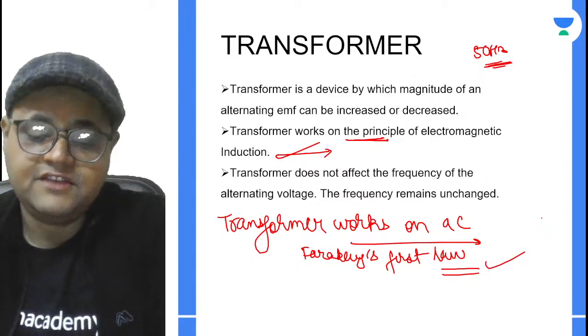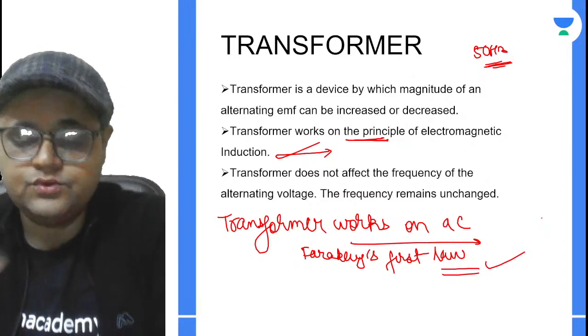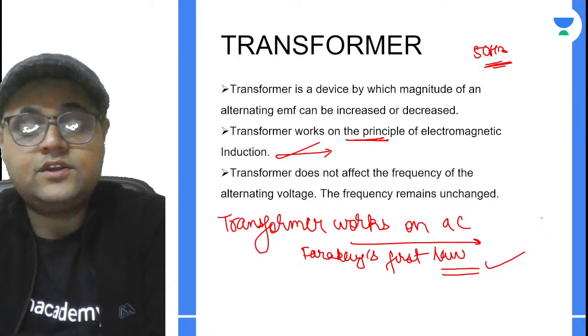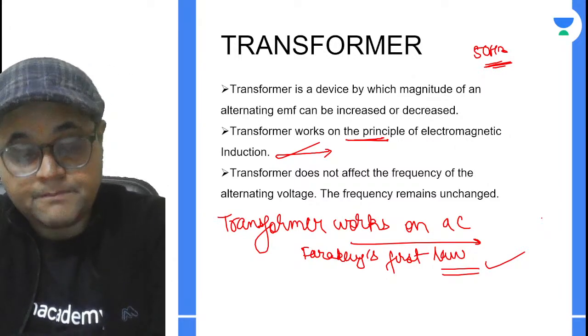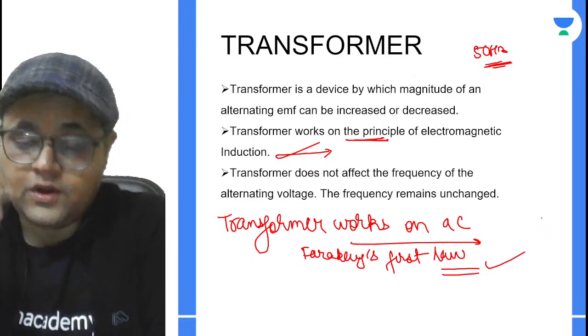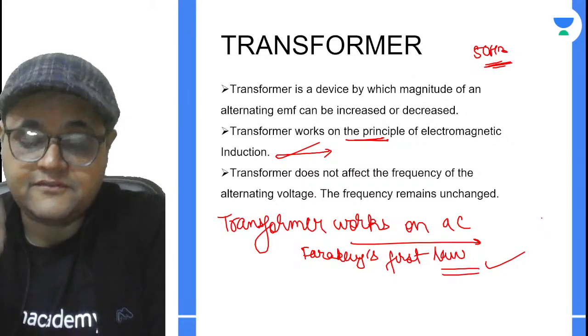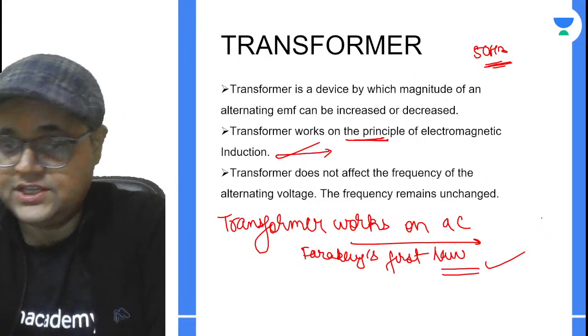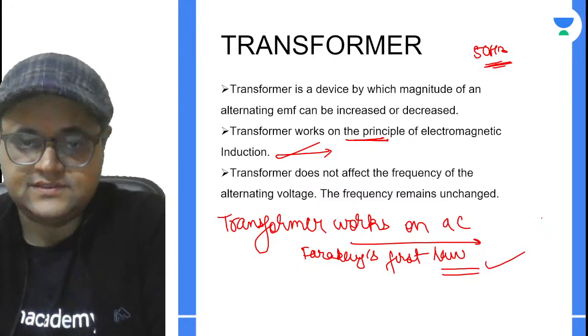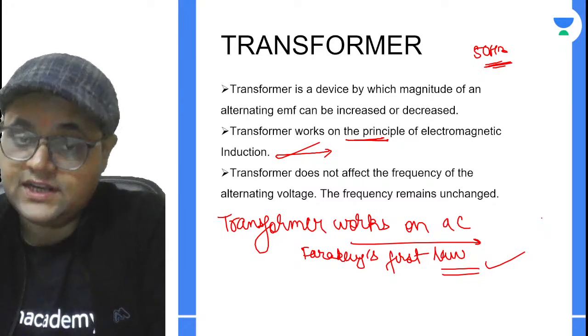Whenever there is a change in the flux, an EMF is induced due to which a current flows in the circuit. Okay, the final outcome is a current. But how does this current flow? The current flows because of the change in the EMF. And why does this EMF change? The EMF changes because of the change in the magnetic flux. Okay, the same thing happens in the transformer as well.